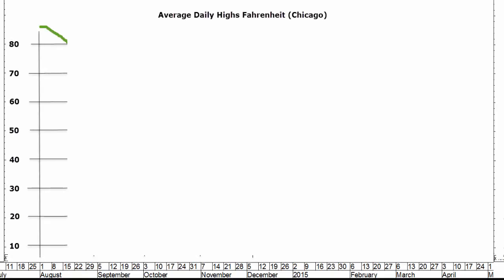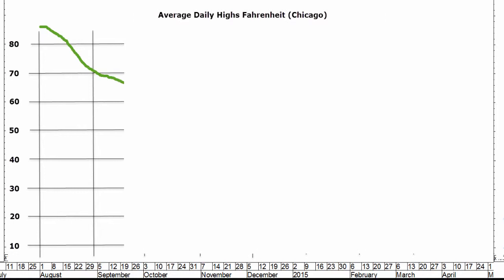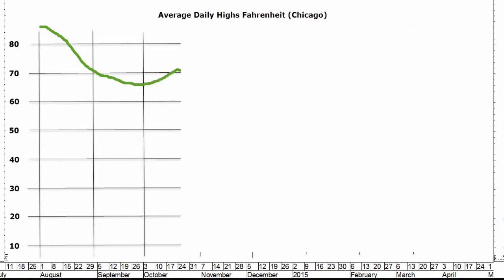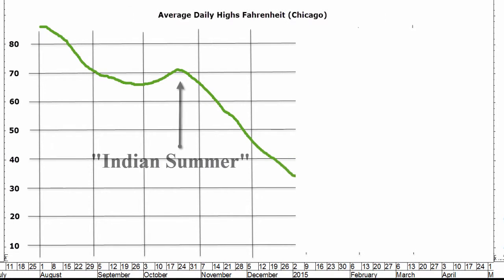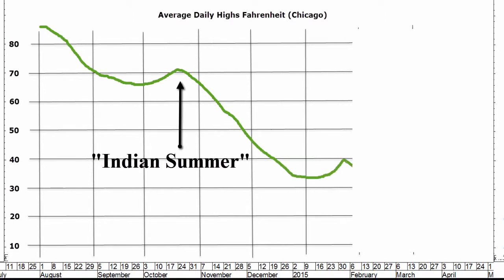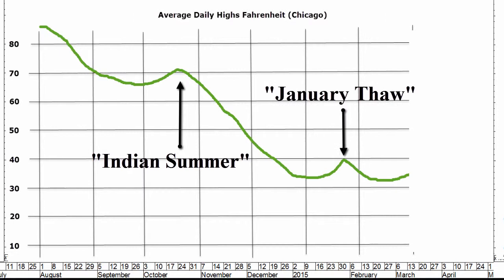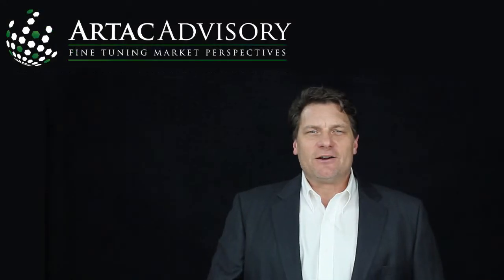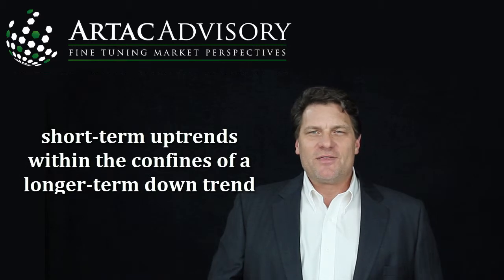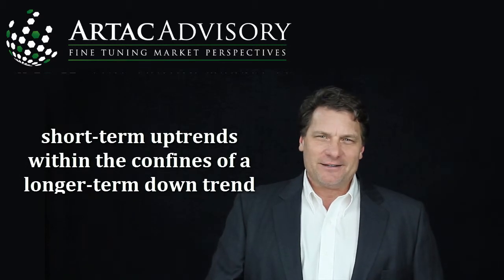Despite the fact that temperatures trend steadily downward from mid-August into mid-February, the Farmer's Almanac will remind you to anticipate short-term counter trends in mid-October known as Indian summer, and another several months later known as the January Thaw. In technical speak, these would be considered short-term uptrends within the confines of a longer-term downtrend.